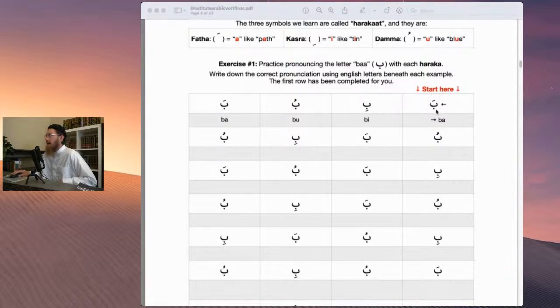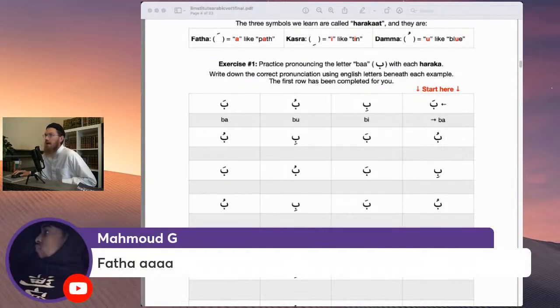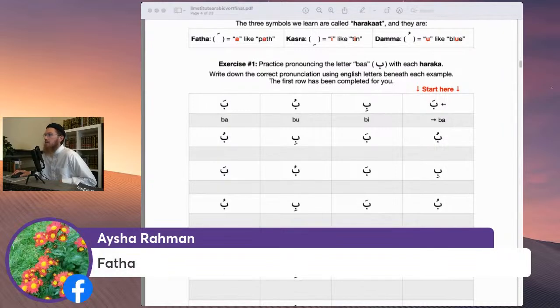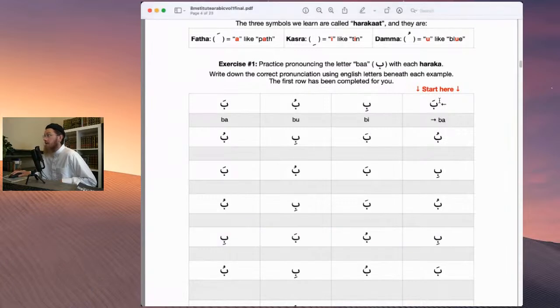We have the letter ba with a particular haraka above the ba. Which haraka is it? And which sound does it make? It is the fatha, and it sounds like ah. Very good. So, very simple. You write the B for the letter ba, and you write an A for the fatha. So, how would you pronounce this? Ba. Just like in English, you would pronounce this as ba. Very simple. And then we just go through the exercises.